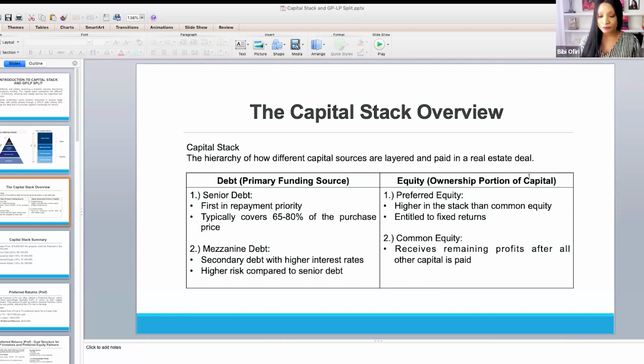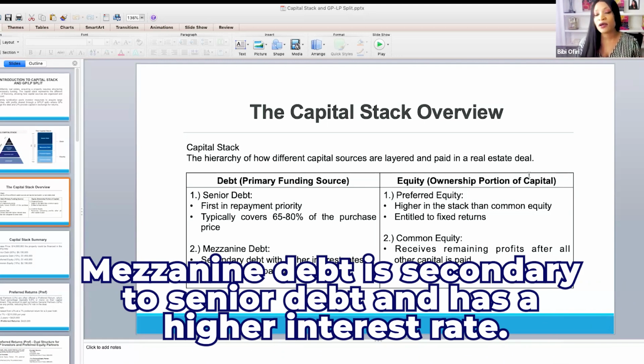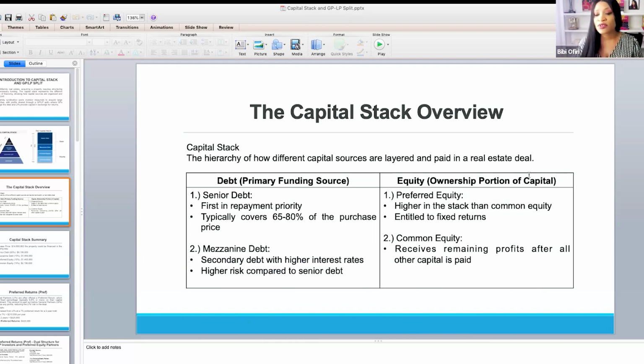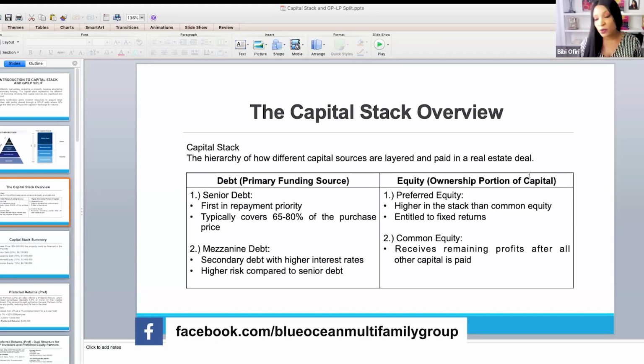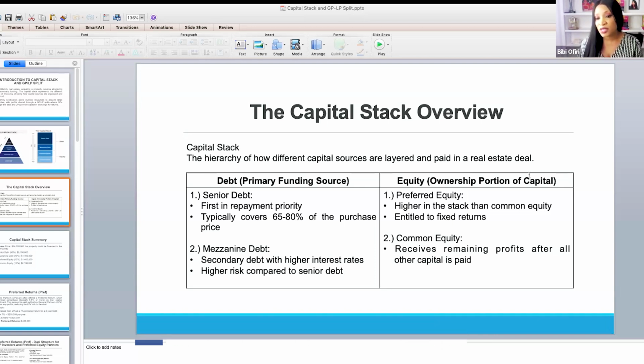The next is the mezzanine. It's the secondary after the senior debt, and that one has a slightly higher interest rate than the senior rate. So if the senior rate is, let's say, 5.5%, a mezzanine debt might be 7.5 or 8%. It can even be up to 9%. It just depends on who you're getting it from. Some people might give it between 8 to 12%. So that's the kind of disadvantage about a mezzanine debt.